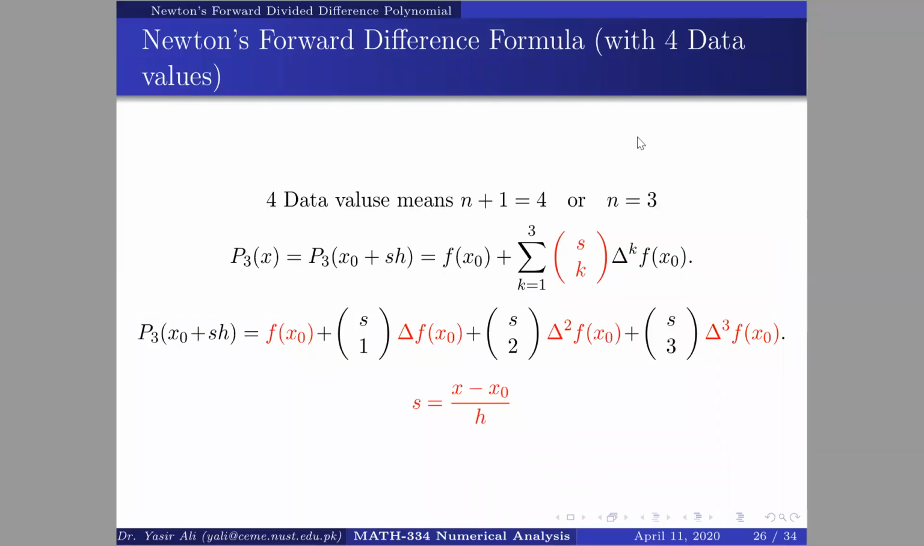So if we are given 4 points, then how can I write the formula? 4 data values mean n plus 1 is equal to 4, or n is equal to 3. So n plus 1 is equal to 4, I'm going to get a polynomial of degree 3. That's why we have written a 3 here. X is equal to x naught plus s h. So f of x naught plus the summation, k varies from 1 to 3, s c k delta power k f of x naught. So for 3, I can write k separately for each term, and this is going to be like this. S can be found with the help of x minus x naught divided by h.